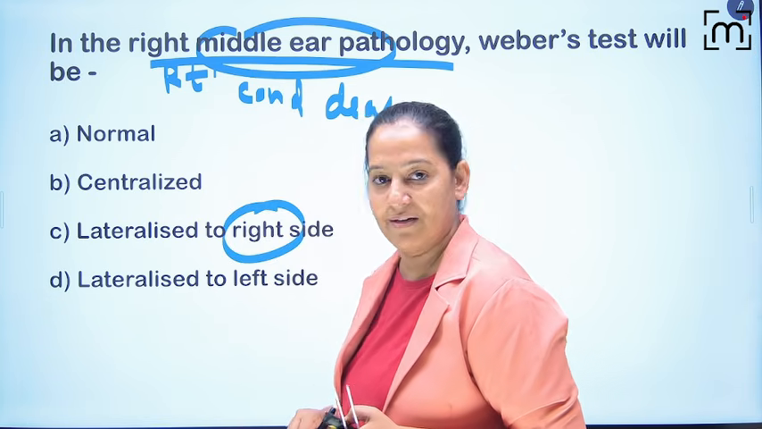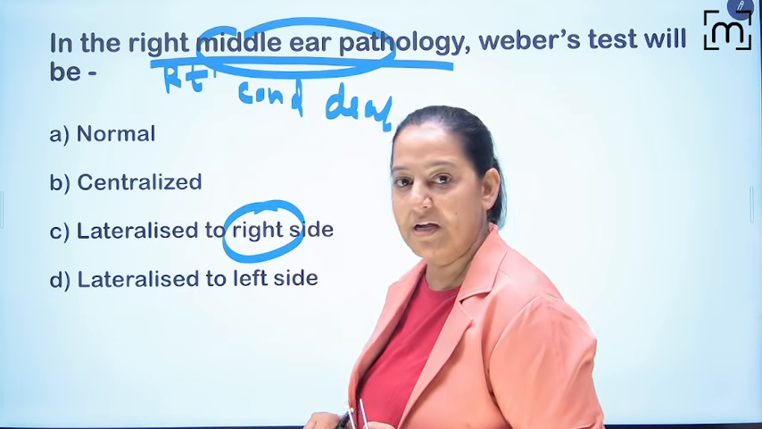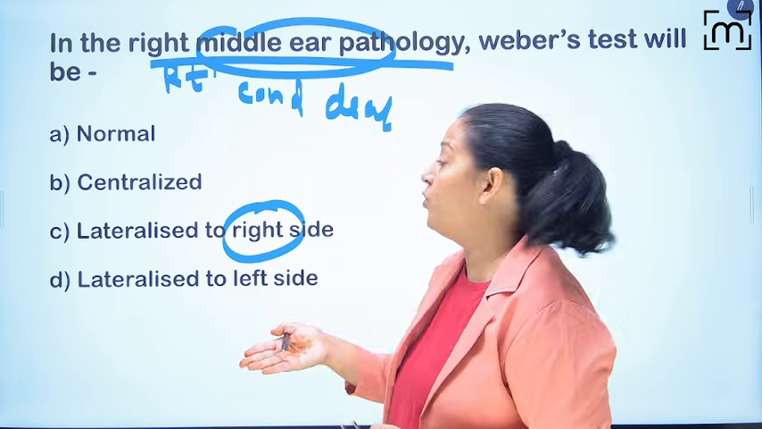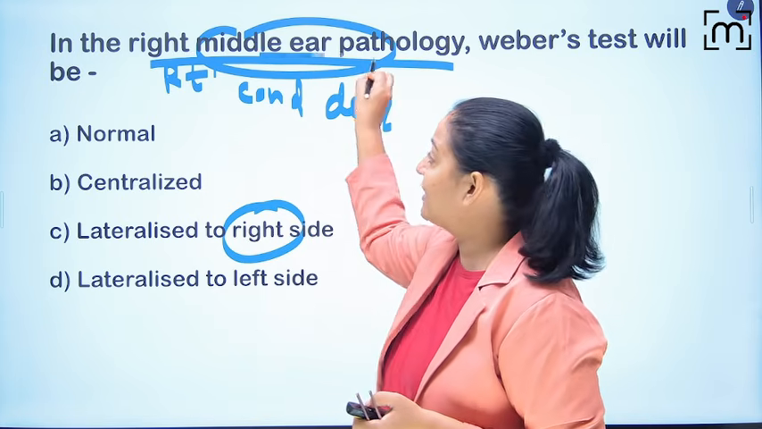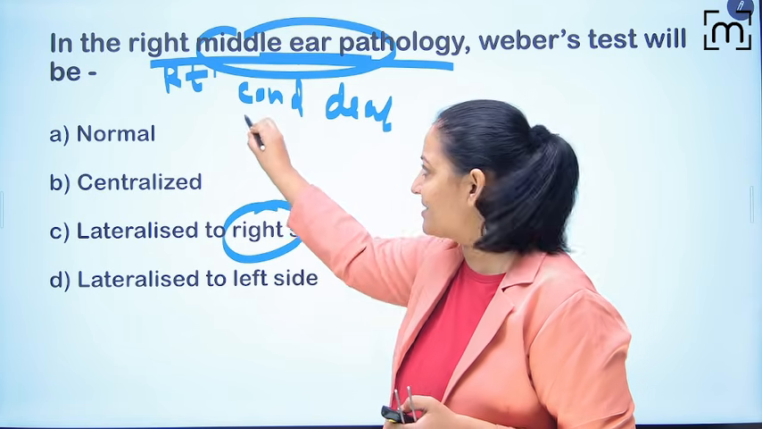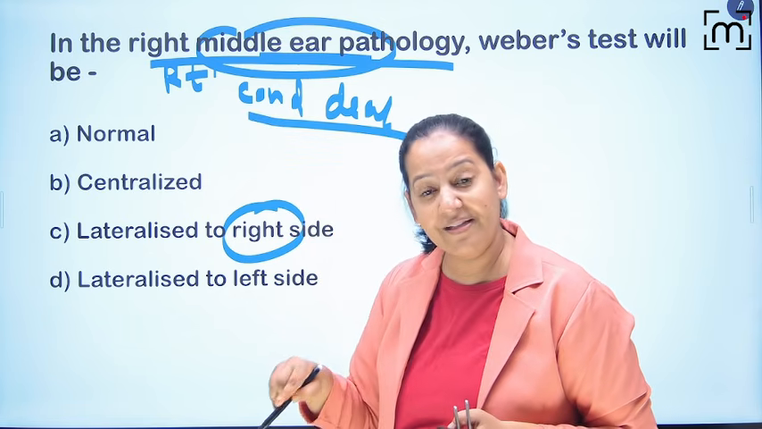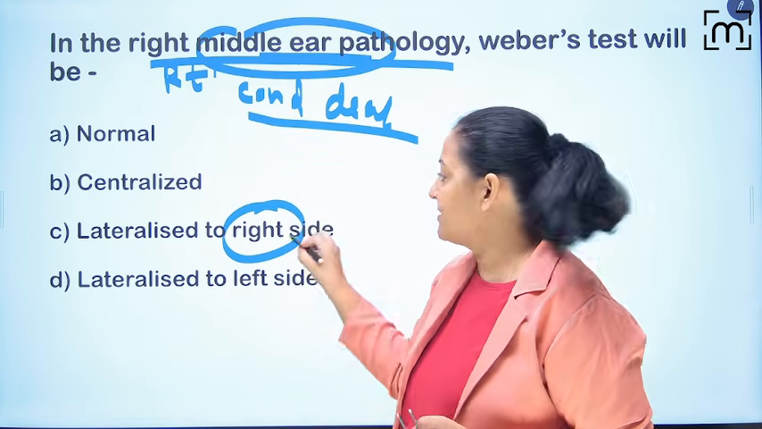So the correct answer is C. You got the concept? Anyone who got the concept? The main catch in this question is to make out that middle ear pathology means conductive deafness. If you know it is conductive deafness, Weber is lateralized towards the poorer ear. So the answer is right only.